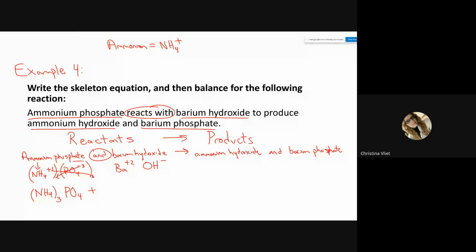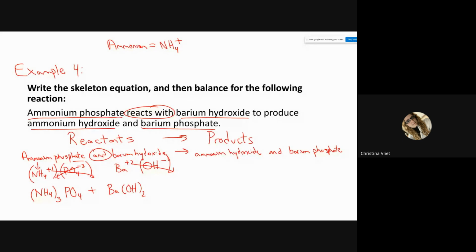Now you have to make the correct formula. How do you make the correct formula between these two? Parentheses around the polyatomic ion. Put the 2 on the outside. So this is Ba(OH)2. So far, so good?